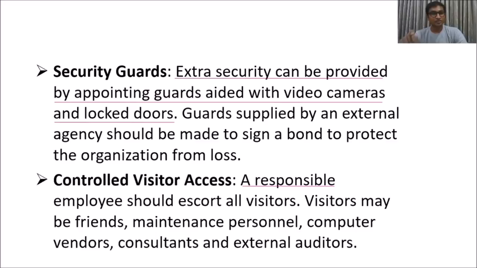Guards supplied by external agencies should be made to sign a bond to protect the organization from loss. I will explain this when the point comes, bonded personnel. Relax, I will explain what this point means. Control visitor access: the company should specifically appoint one employee who will take care of all the visitors, whether they are friends, auditors, or partners. Whenever any outsider enters the company, this employee will make sure the visitor meets the required person. Once the work is finished, our employee should escort that visitor back to the door, exit and entry. That is what is called controlled visitor access. A responsible employee should escort all the visitors. No visitors should be allowed to roam in the office.